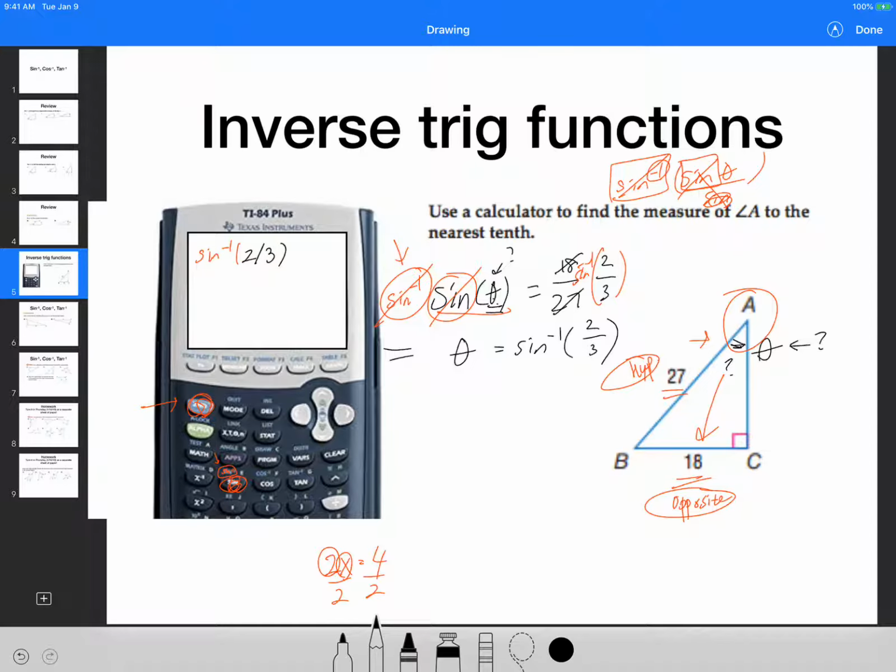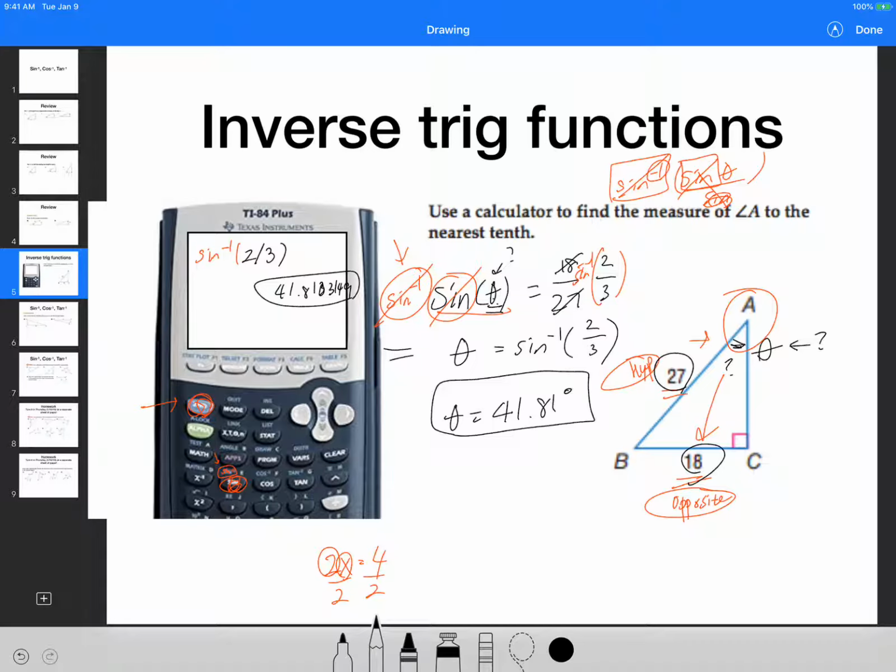And what you will see is 41.810314. You guys all see that? That means that the theta, the actual amount of degrees that this would be, is 41.81 degrees. So this is how you use inverse trig functions. You are given the ratios of the sides.